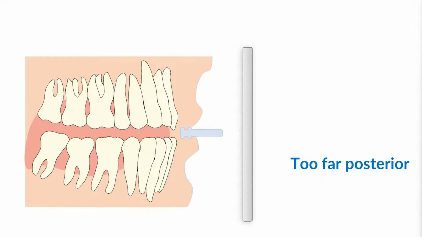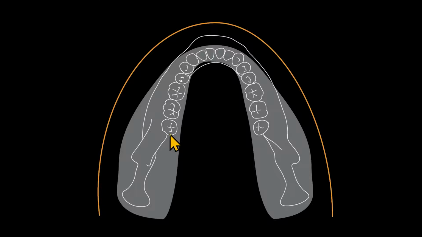In this cartoon, this patient is too far posterior. It means that the patient is holding the bite block with their lips, not with the incisors. So again, this is the ideal location. The anterior teeth are in the gray shaded focal trough.